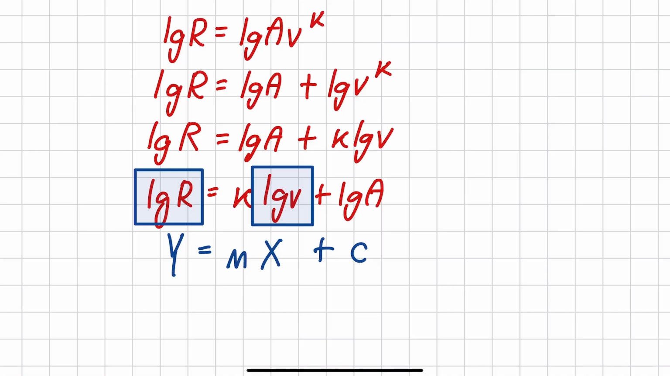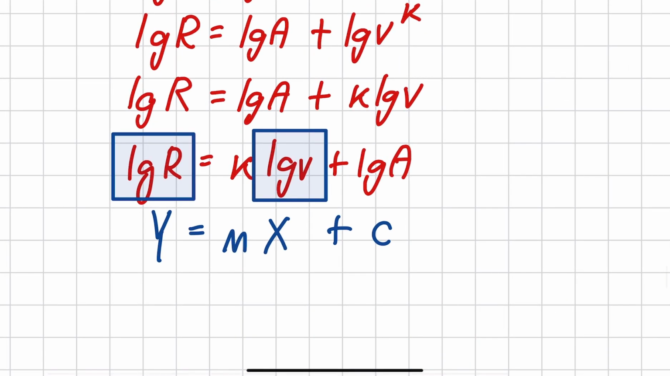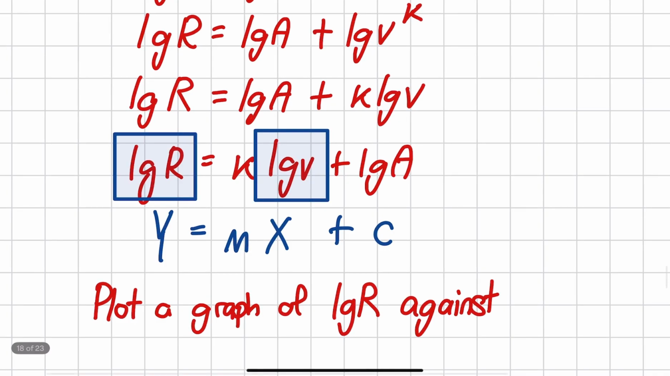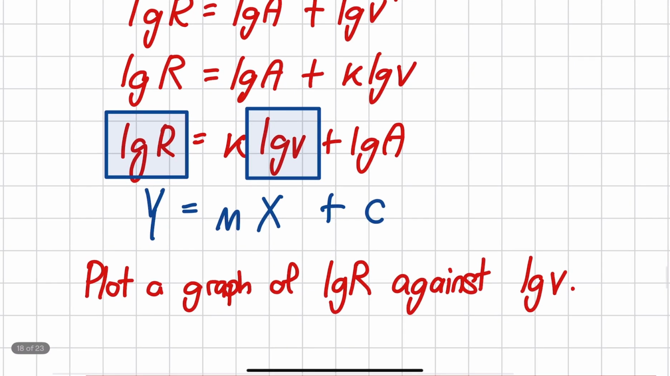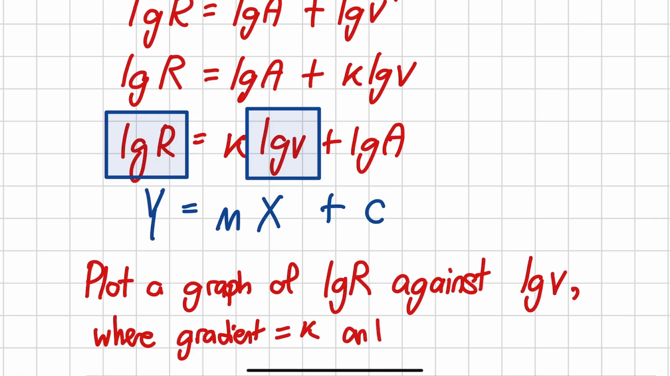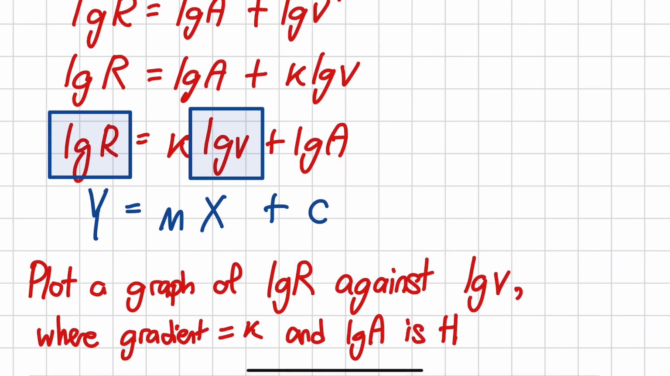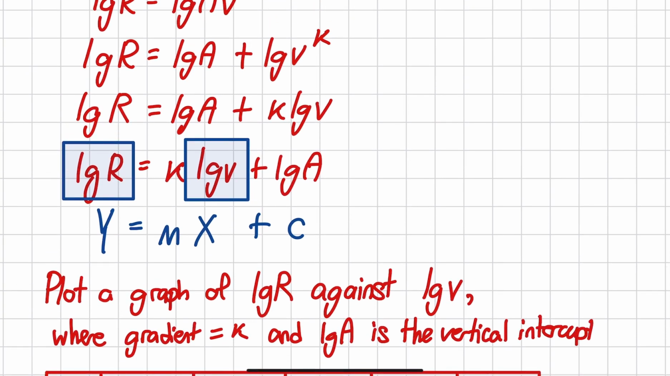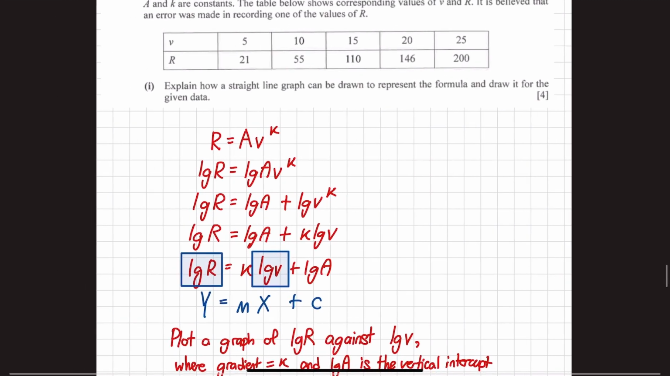So therefore, in order to show a straight line graph, I will need to plot a graph of my new y-axis, which is log R, against, it is always y-axis against x-axis, the new x-axis, which is log V. Okay, and over here, the gradient is equal to the constant k, and log A is the vertical intercept. Okay, vertical intercept.